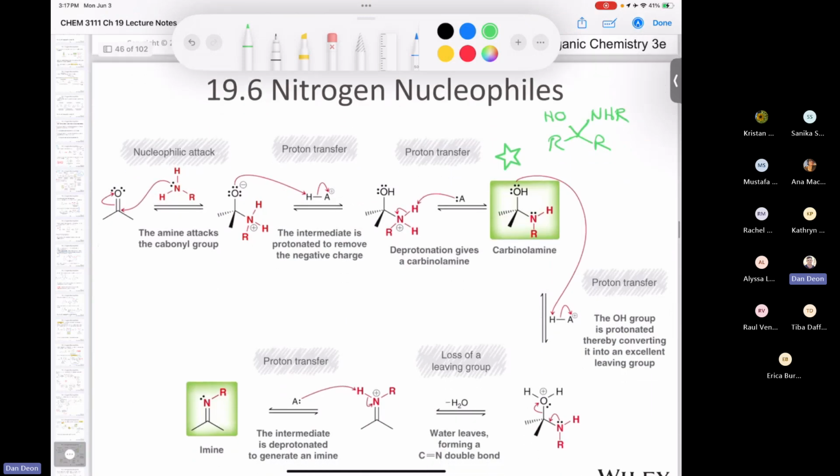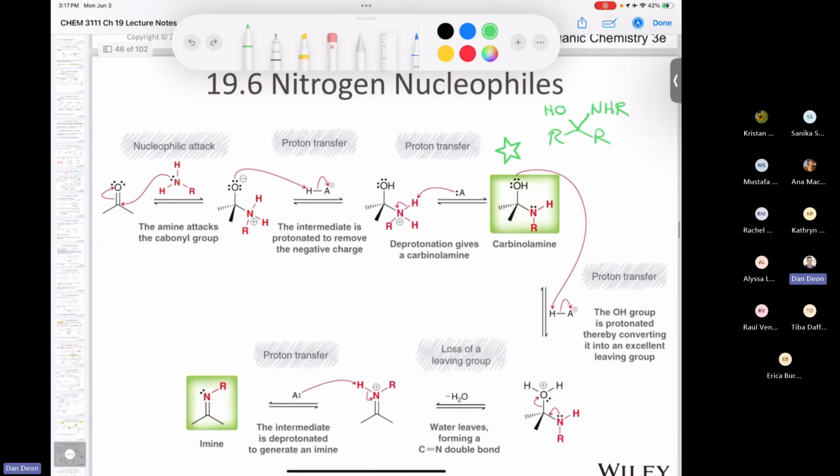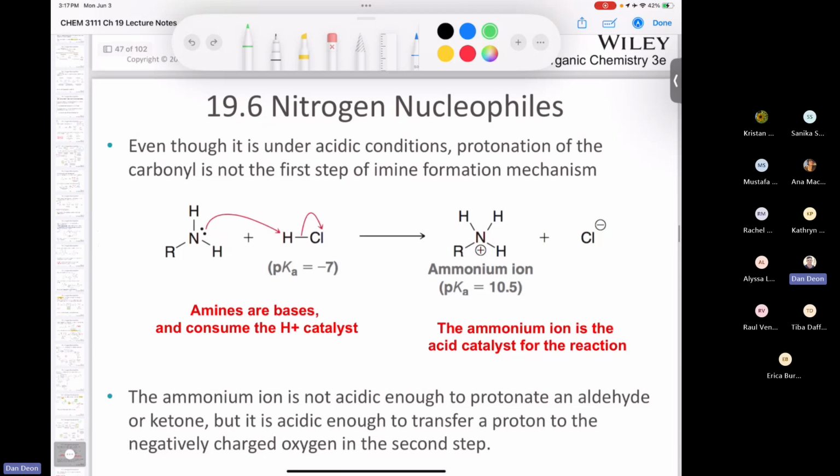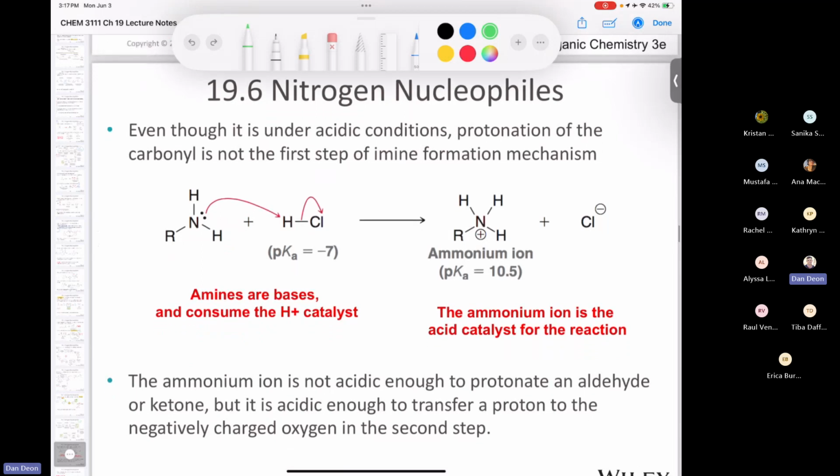However, if you're a student, and I know you all are, you probably noticed, well, you're in acid and your first step is a nucleophilic attack. Well, that is true. And the reason why is, even though the reaction is in acid, it's a catalytic amount of acid. You can't protonate all the amines with strong acid, otherwise there'd be nothing left over to do the nucleophilic attack here. So again, like it says here, even though you're under strongly acidic conditions, if you had too much acid, all you would end up with is ammonium ions.